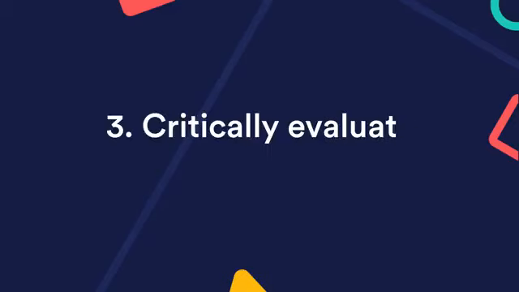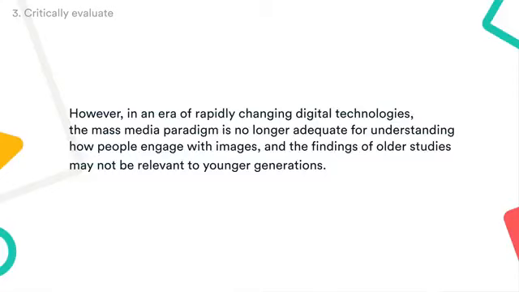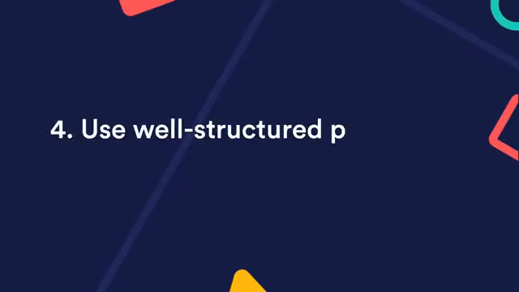Tip number 3. Critically evaluate your sources to identify and discuss strengths and weaknesses. Take a look at this sentence. This is a critical evaluation of the literature. You contributed your own opinion on how new technology is changing the role of media in body image. Tip number 4. Write in well-structured paragraphs.